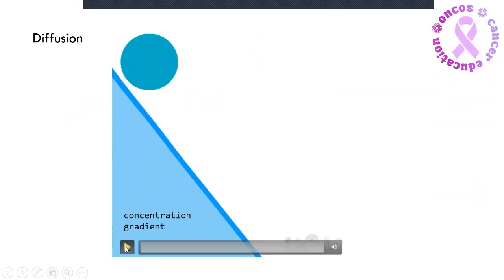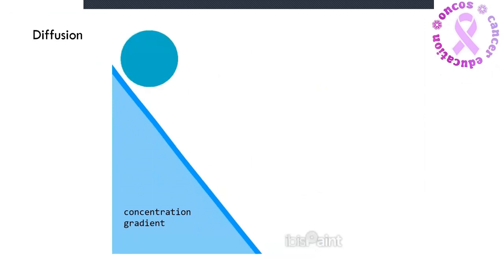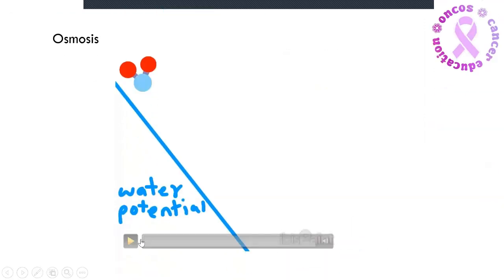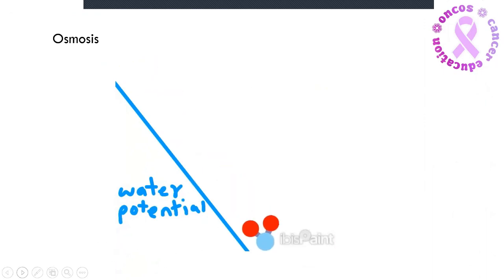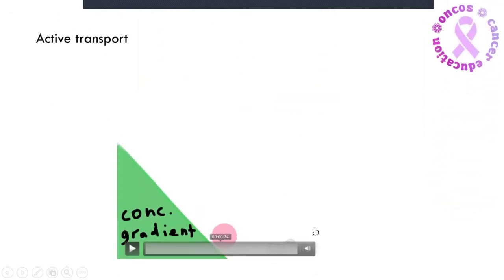So here is what I was talking about earlier, a ball falling down, a substance moving down its concentration gradient, that's diffusion. Next we have osmosis. This is a water molecule, and it just goes down its water potential gradient. Next we have active transport.